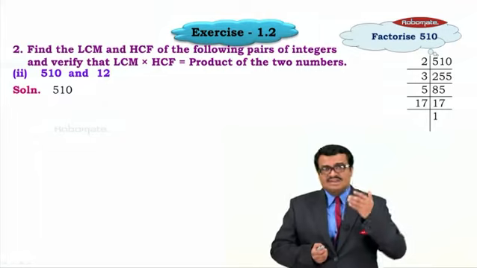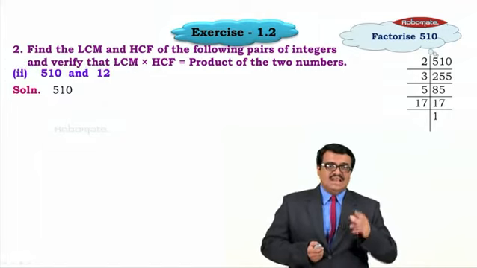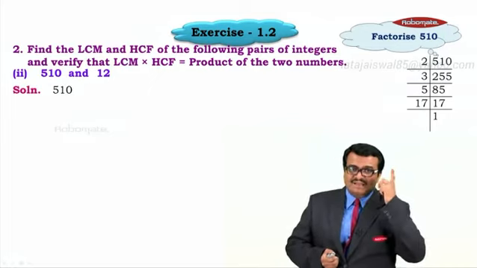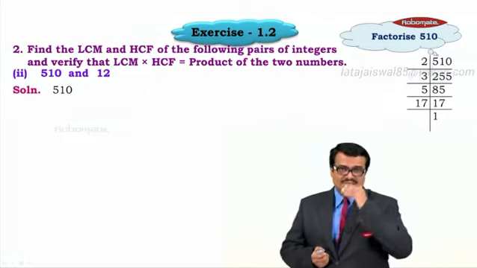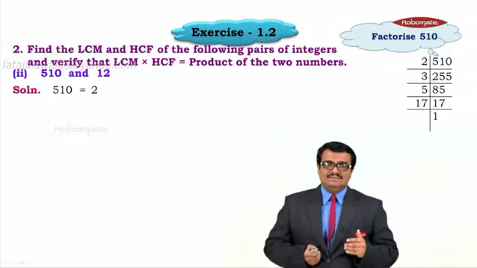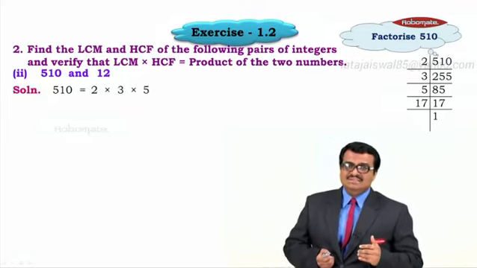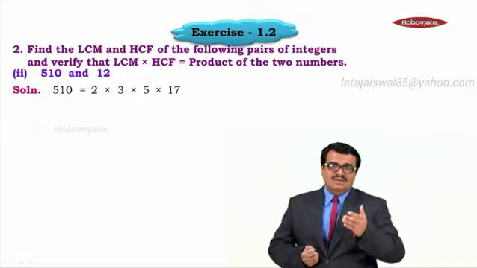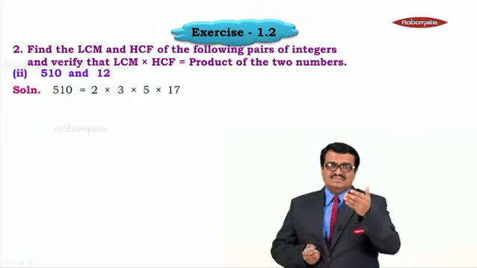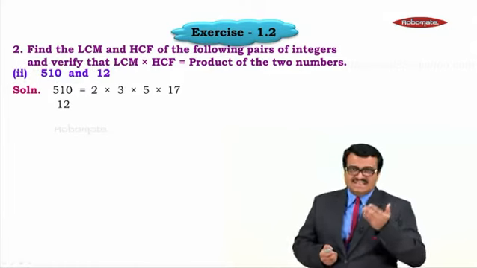Okay. Now what you got in this column, 2, 3, 5 and 17, these are all prime factors, and if you multiply all these numbers you will get back that 510. So 510 we will write as a product of all the prime factors: 2 into 3 into 5 into 17. Now here all the numbers are there only once, so we cannot write it in powers, so leave it like this.